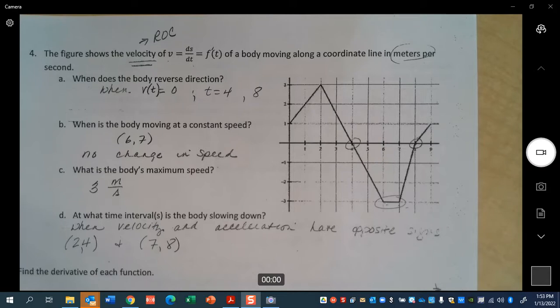So when does that body reverse direction? Careful here. It's not here. This is not where it reverses direction, because we're talking about the slope of the tangent line. This is where my slope is its steepest. Ooh. Steep slope. Not so steep slope.